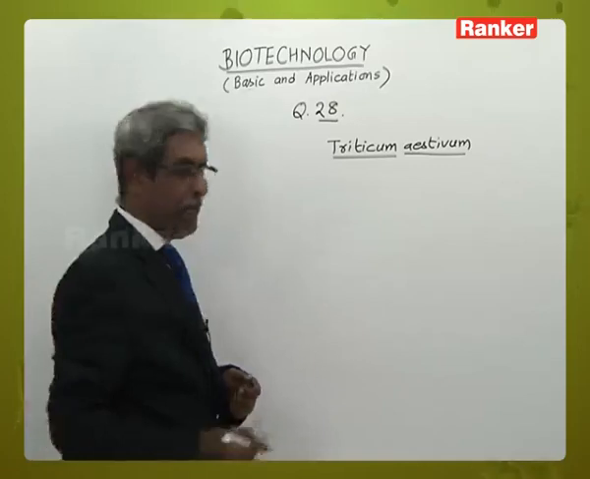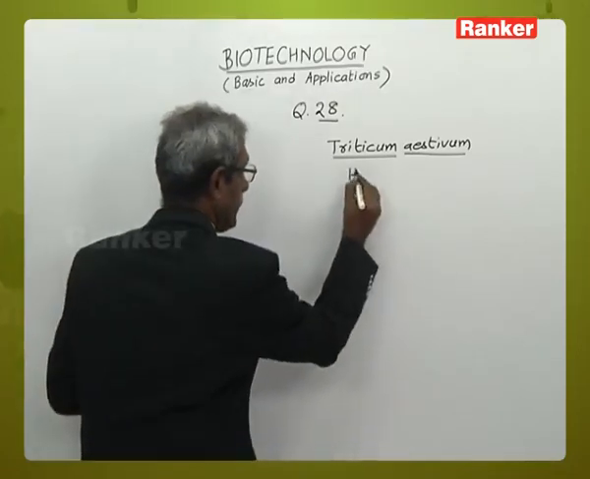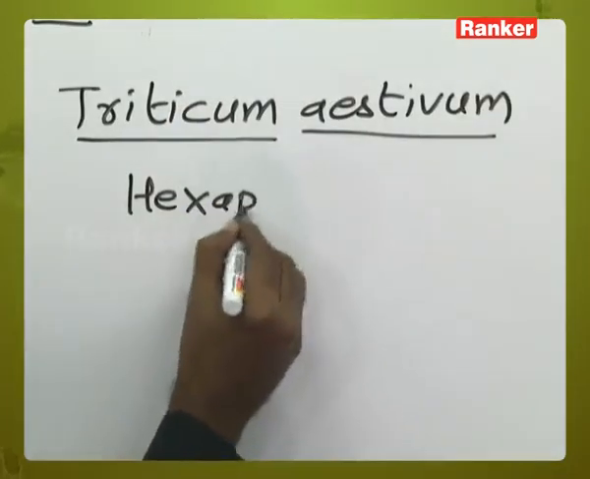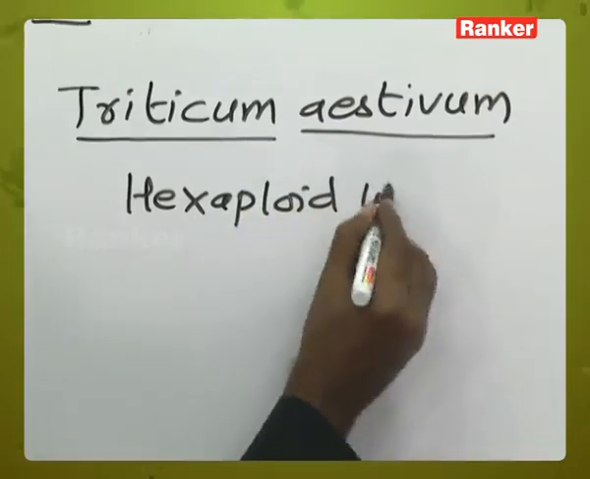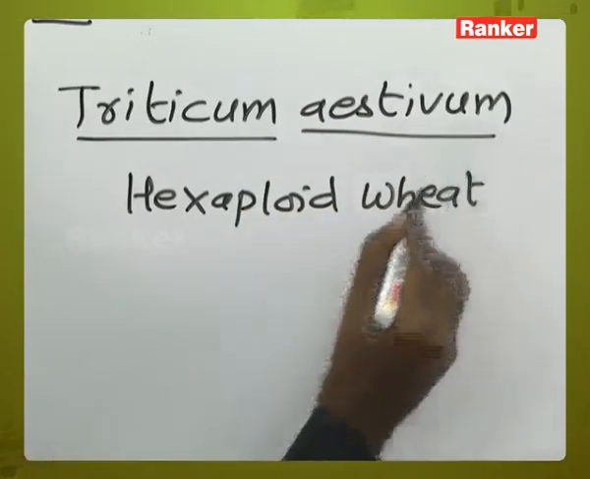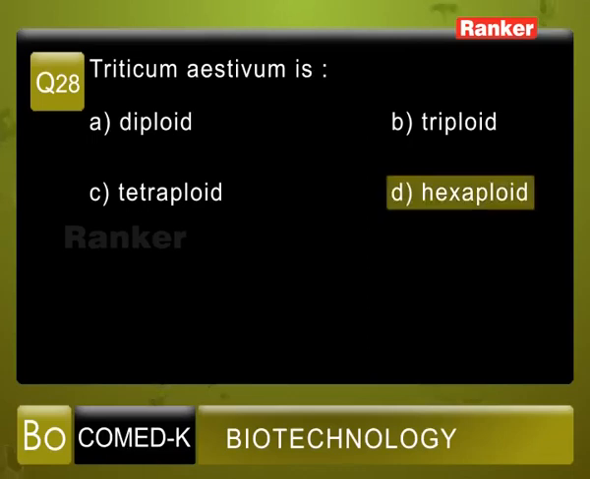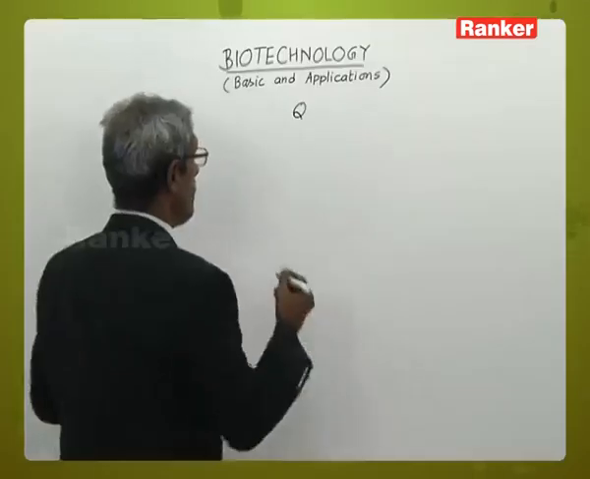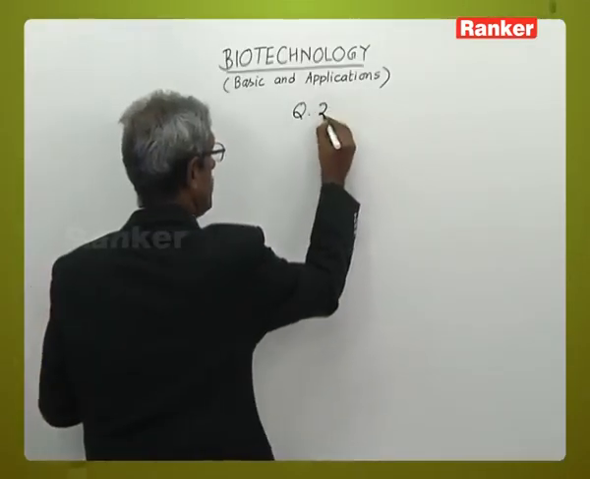Triticum aestivum is an example of hexaploid wheat. Hence, the answer is D. Next question is 29.